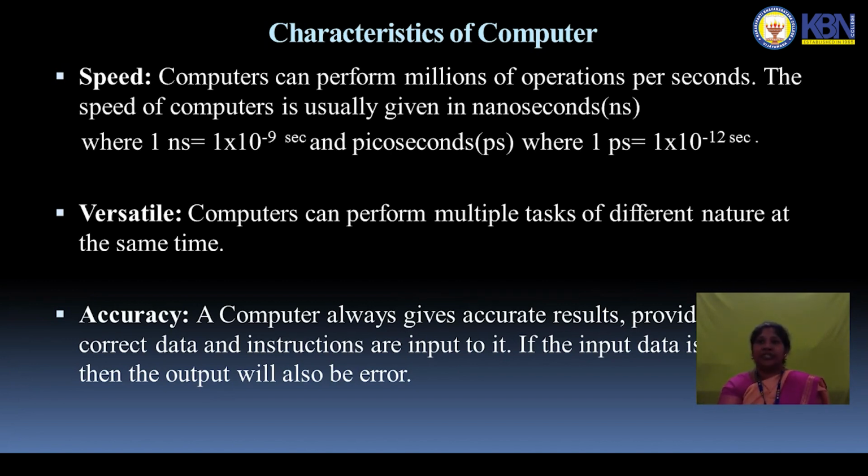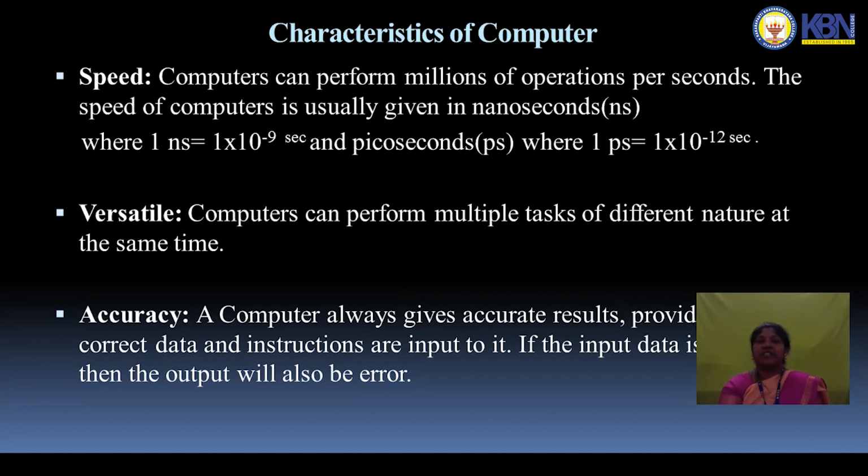We can't do that. Speed is usually given in nanoseconds, and 1 ns is equal to 1 into 10 power minus 9 seconds. The next unit is the picosecond, 1 ps equal to 1 into 10 power minus 12 seconds. So it takes very little time compared to human beings.